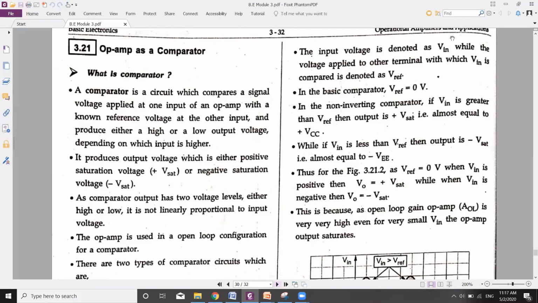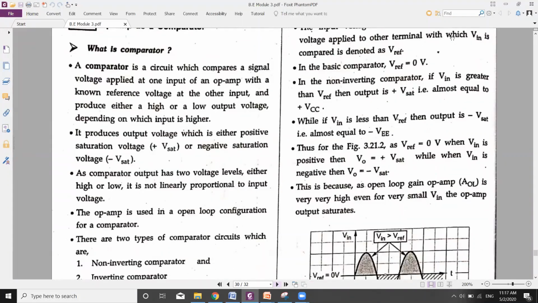Depending on the comparison result, the output may be either high or low. It produces an output voltage which is either positive saturation voltage, we call it plus Vsat, or negative saturation, minus Vsat. As the comparator output has two voltage levels, either high or low, it is not linearly proportional to the input voltage. The meaning is the output is not a linear one.